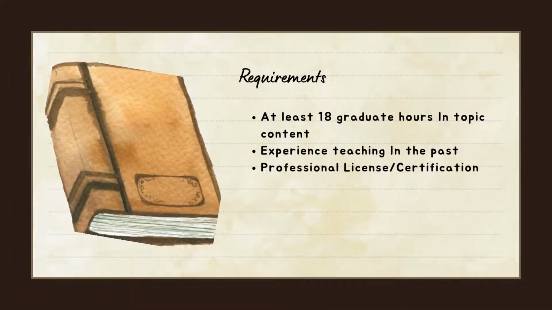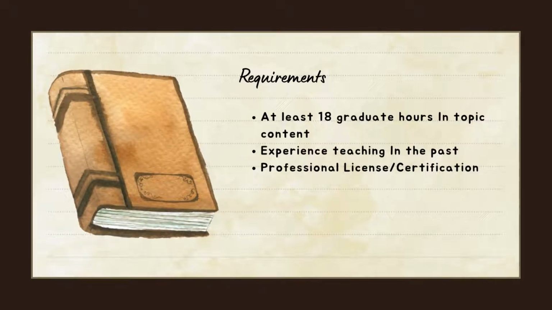Some of the requirements for adjunct instructors, especially those that are working in, let's say, the undergraduate realm, would be having at least 18 graduate hours in the topic or the discipline. For instance, I do teach social work, so I have a master's degree in social work. I also teach psychology, and I have a PhD in psychology. So depending on the discipline that you want to teach, you do need to have 18 hours of documented credit hours in that topic or that discipline.